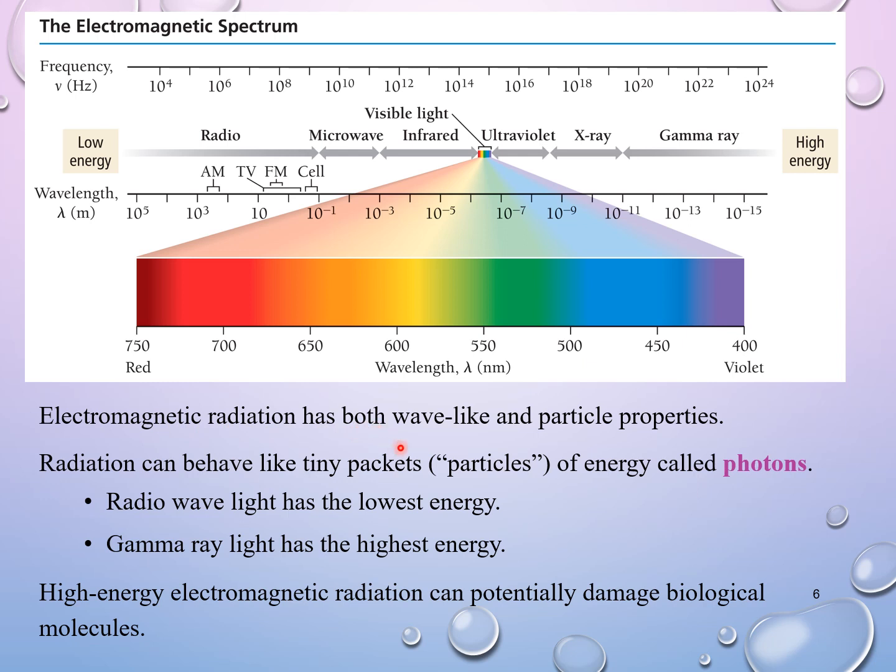Electromagnetic radiation has wave and particle properties. For the particle part, we describe the energy as packets of energy called photons. Radio waves have the lowest energy, and gamma rays have the highest energy. High energy electromagnetic radiation can potentially damage biological molecules, and we can see that already, even with the UV rays from the sun that can damage our skin, and that causes damage in biological molecules too.